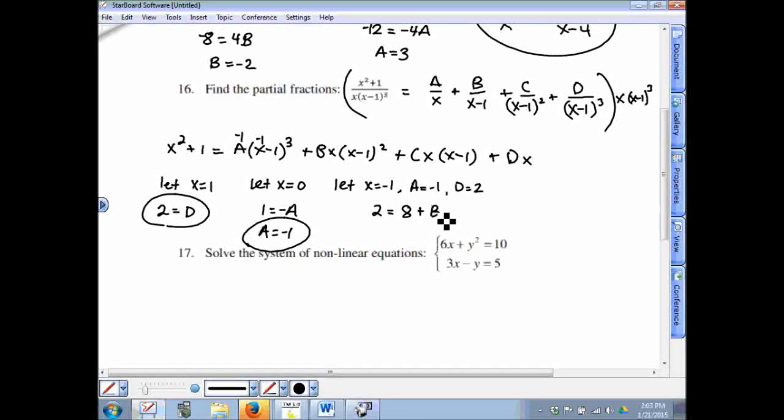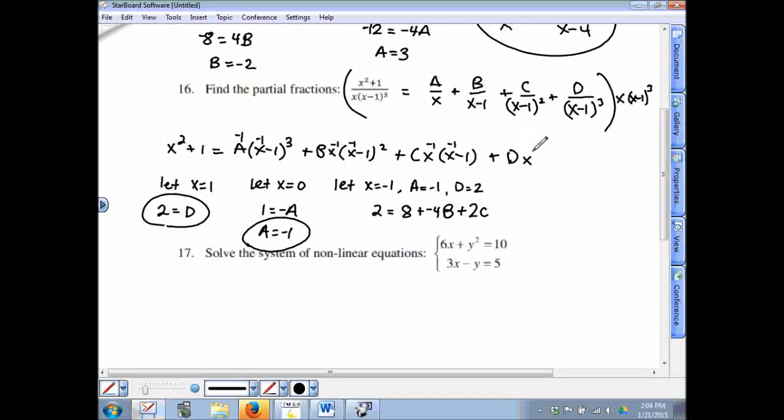We don't know the value of b, but x was negative 1. So negative 1 minus 1 is negative 2. Negative 2 squared is 4. 4 times negative 1 is negative 4 times b. That's negative 4b. We don't know the value of c, but we are letting x equal negative 1. So negative 1 minus 1 is negative 2 times negative 1 is 2. 2 times c is 2c.